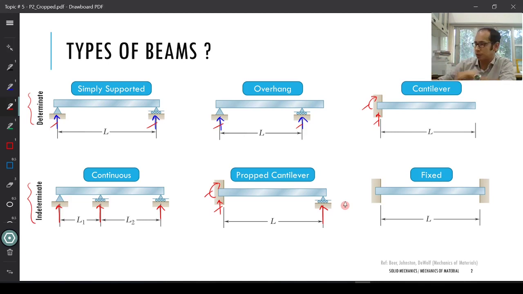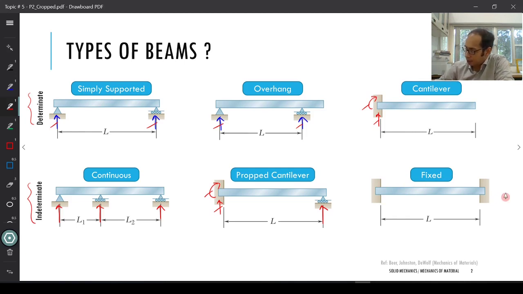Now, as opposed to the first one, you have a fixed beam, which is also known as a double cantilever, because for a single cantilever just one end is fixed and the other one is free. And for a fixed beam, it's a double cantilever. At both sides you have a cantilever end.